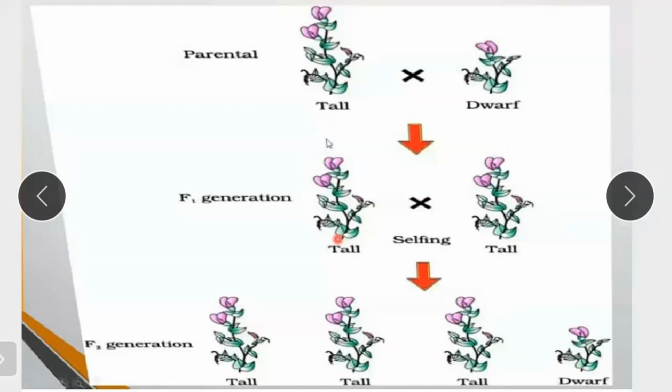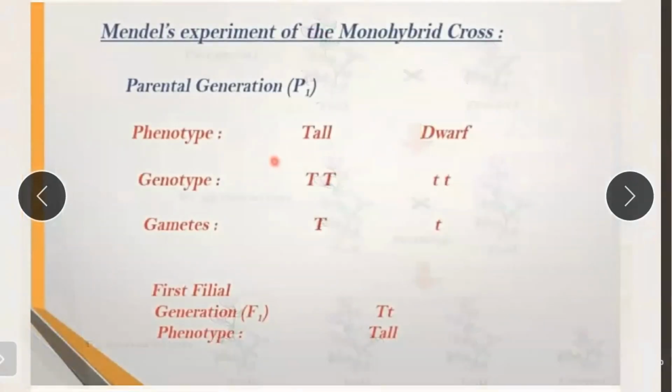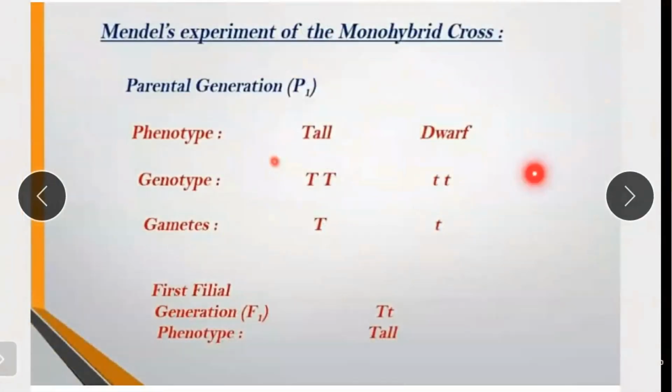See, three plants were tall and only one plant is dwarf. So, what ratio have we seen? 3:1. Means three tall plants and one dwarf plant. Okay. This is all about the monohybrid cross. See, this is a Punnett square.